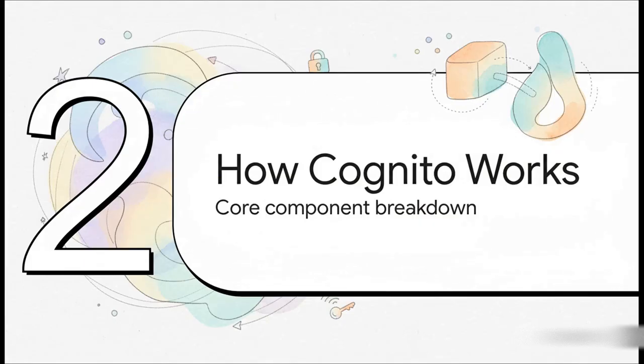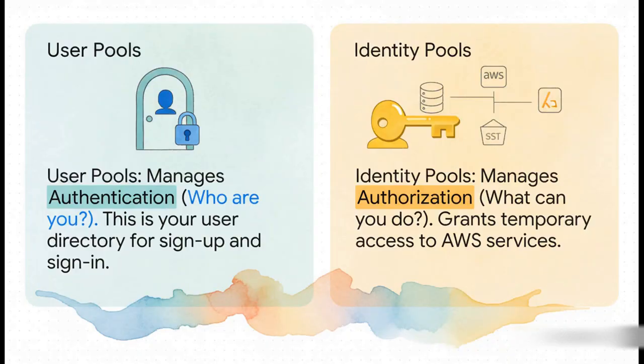All right, so how does the magic really happen? We're going to pop the hood. Cognito is really made of two key parts that work together. And trust me, understanding the difference between these two is the secret to unlocking everything Cognito can do. So to really get Cognito, you have to know its two main players.